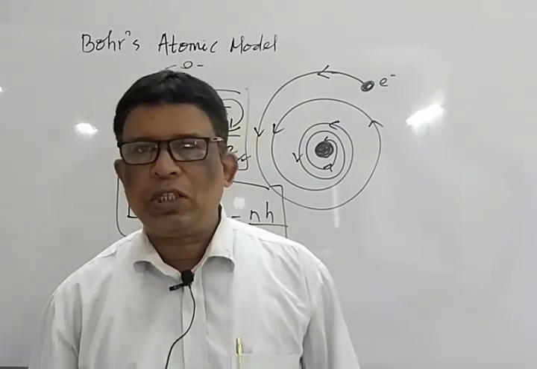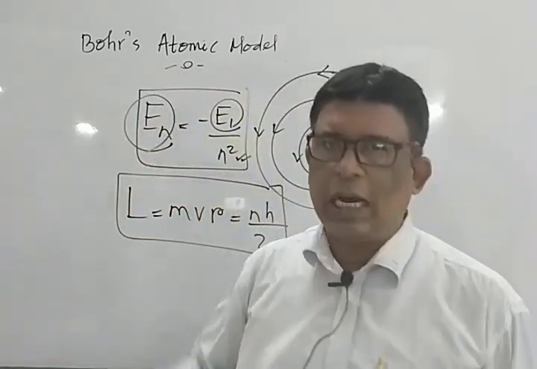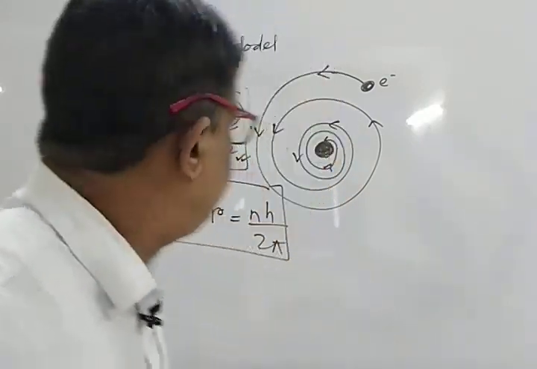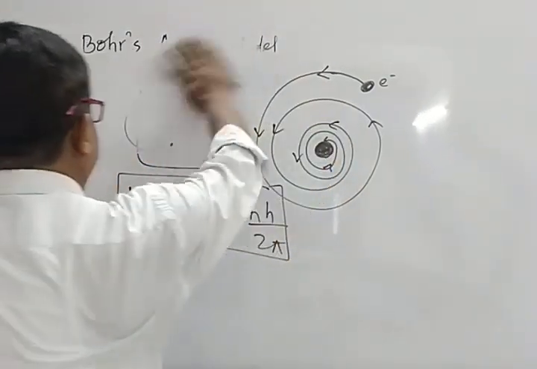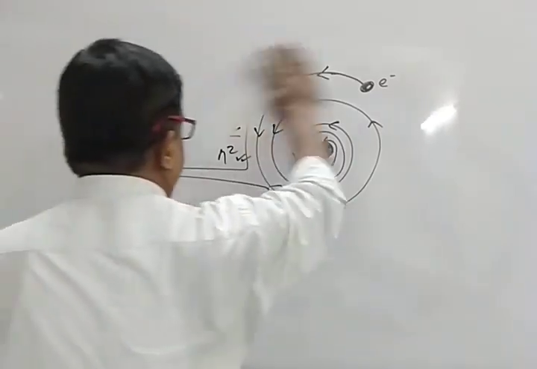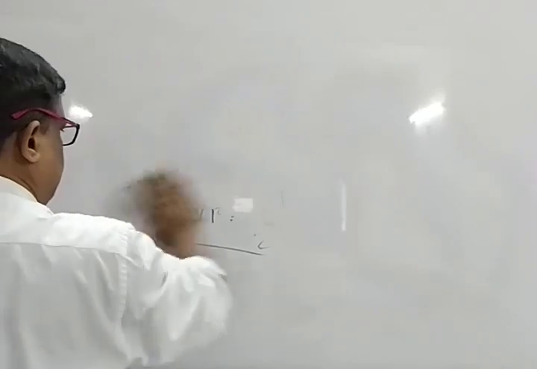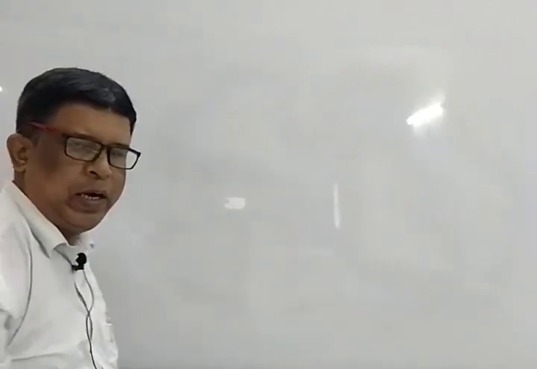So these are the various postulates of Bohr-Sommerfeld's atomic model. Let us write one by one. Note down the various postulates of this model point by point. Point one is that an atom consists of a massive positively charged nucleus.